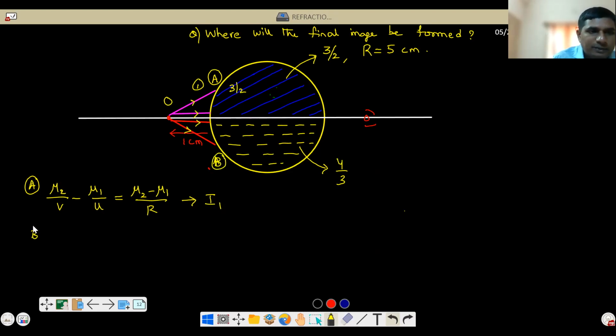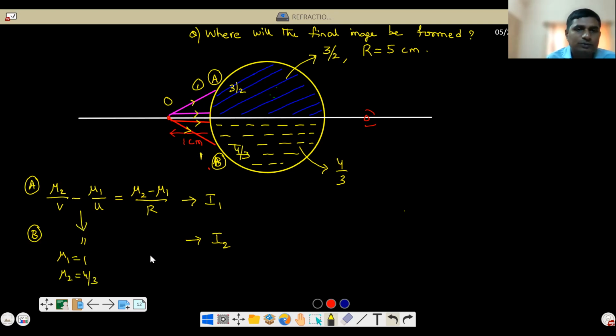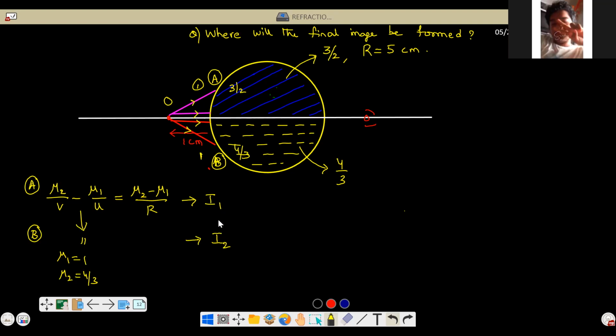Now for B surface apply the same formula. Now you will get image 2. Here you will take mu1 as 1 and mu2 as 4 by 3. Apply the same formula, mu2 by V minus mu1 by U is equal to mu2 minus mu1 by R. Then you will get I1 and I2. 2 images you will get.